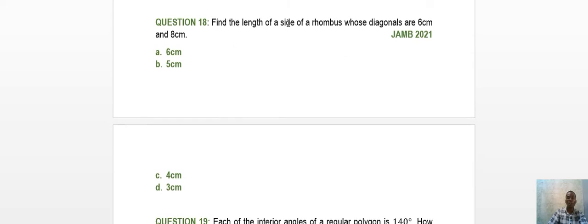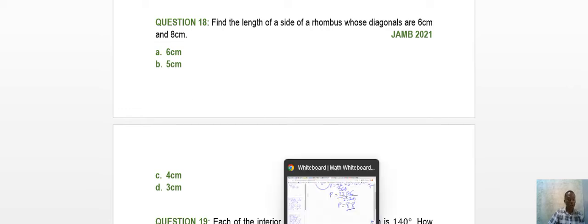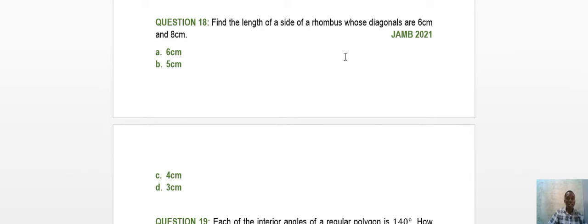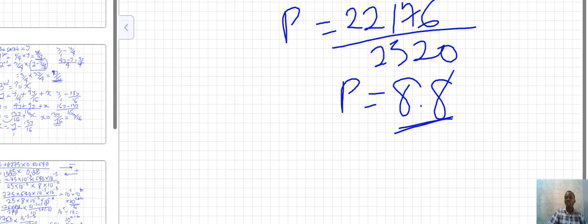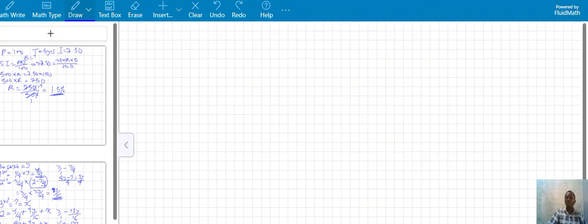Now let's look at the next one, question number 18. It says find the length of the side of a rhombus whose diagonals are 6 centimeter and 8 centimeter. Now what is a rhombus? A rhombus is a plane shape that has all the sides to be equal. The rhombus is more like a kite, but in this regard, it has all of its sides equal.